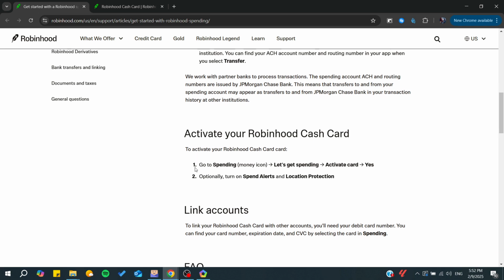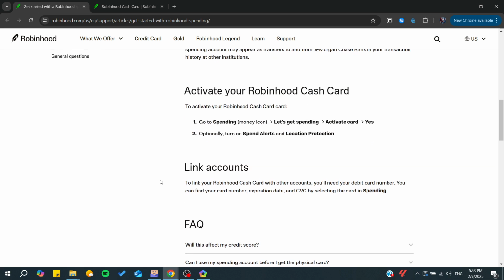And to activate it, all you need to do is to go again to the spending, which is the money icon tab that you have in your application or your website. And then you can start clicking on let's get spending, and then you can start to activate your card. And after that you accept the terms of service, and now you can start using your card.